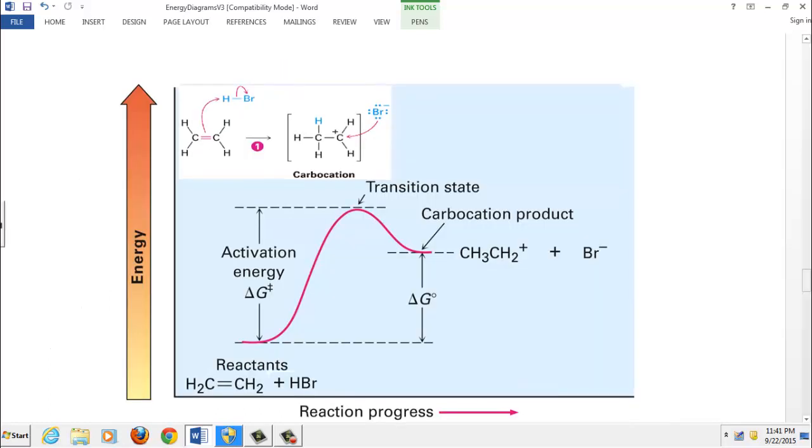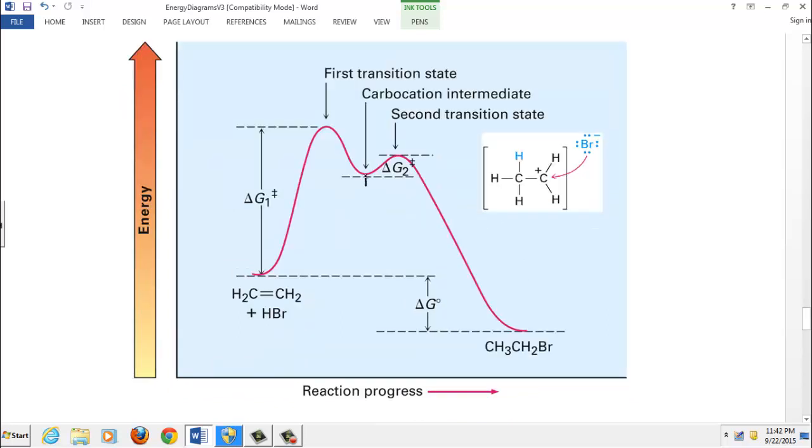How's this for cleaning up? Yeah, let's go steal the graphic from somewhere else. We got ethene, hydrobromic acid, energy diagram. Here's the transition state, top of the curve. Activation energy, where you start to the top of that hill. And then we got the carbocation intermediate.